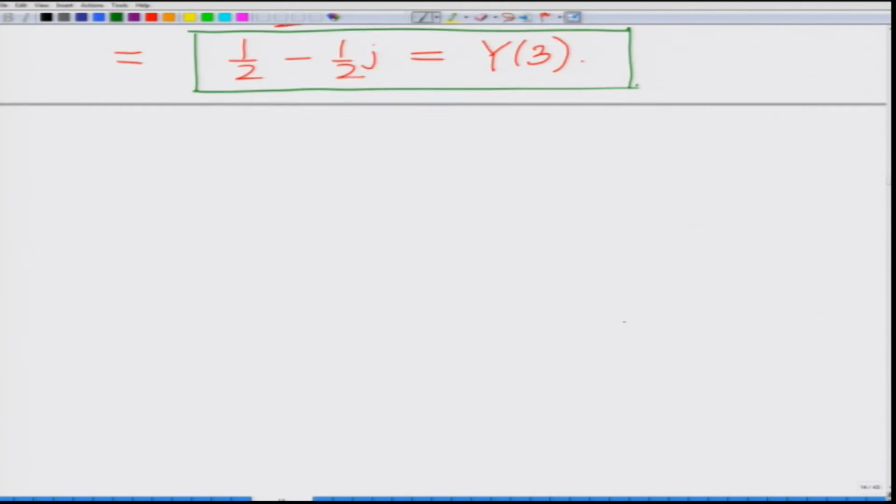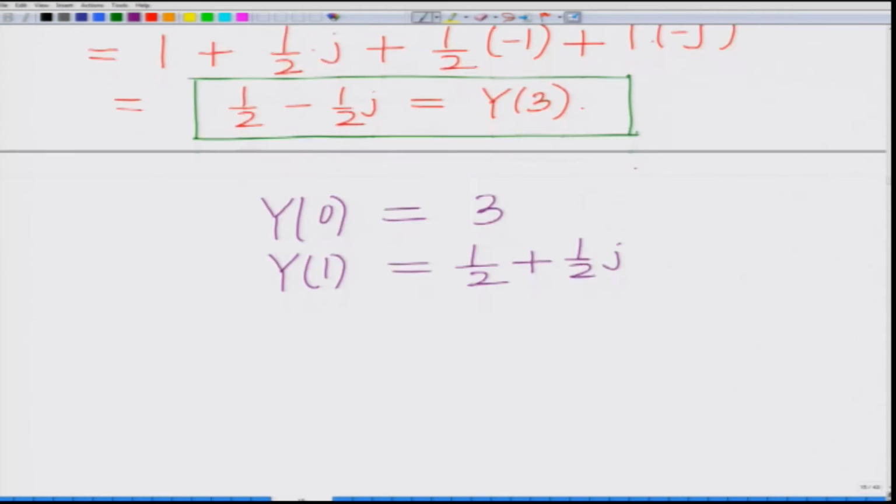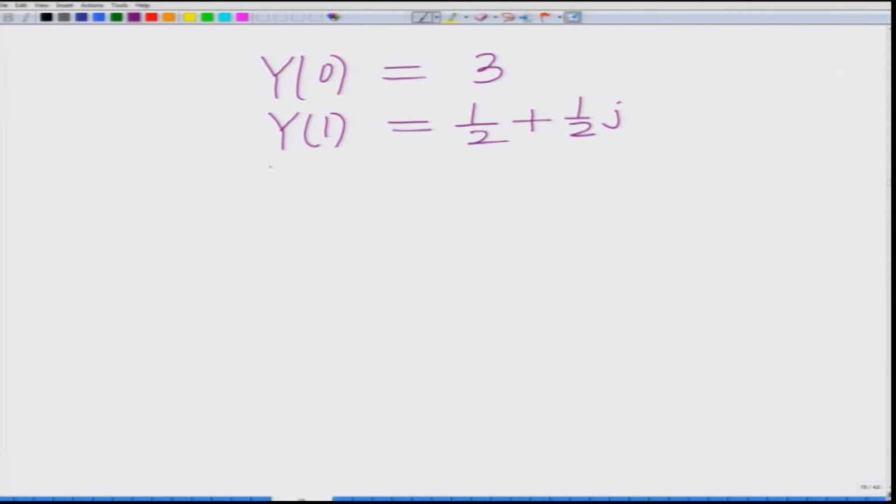So, these are the received symbols across subcarrier 3, and therefore, to summarize, the frequency domain outputs received across the various subcarriers are capital Y0 equals 3, capital Y1 equals half plus half j, capital Y2 equals 0, capital Y3 equals half minus half j.